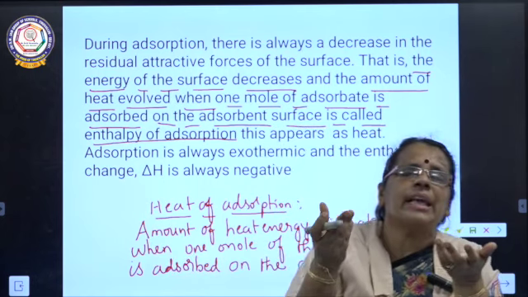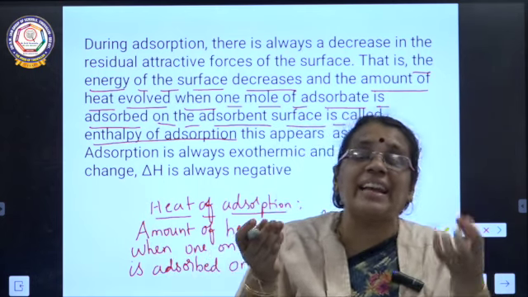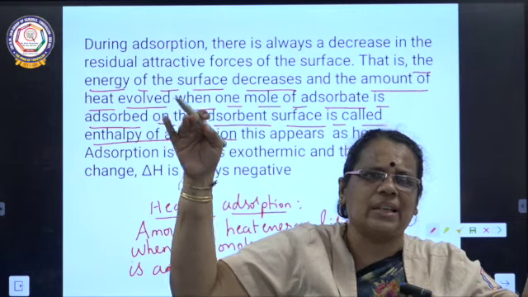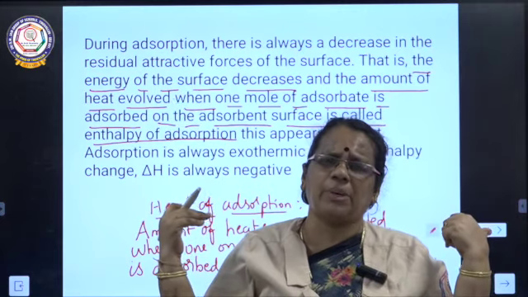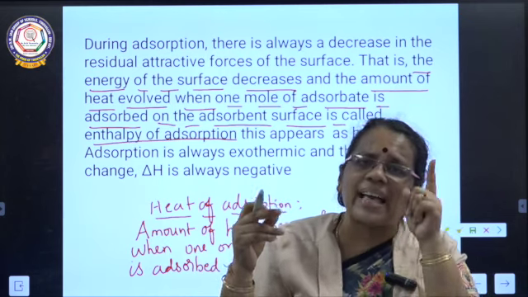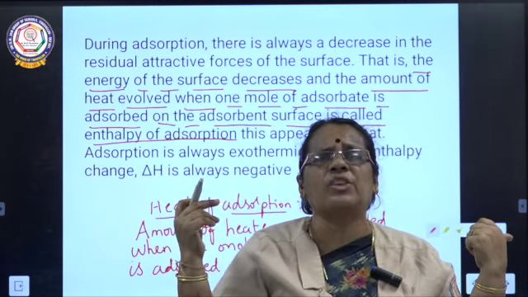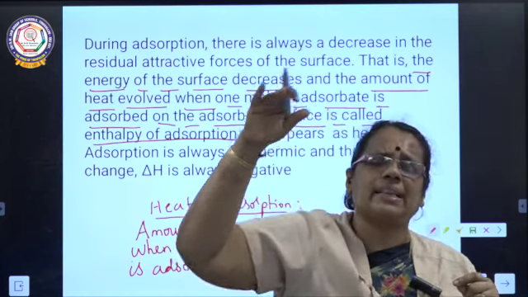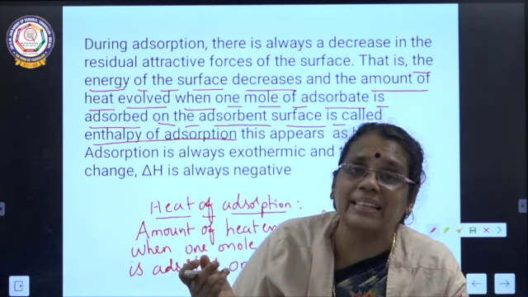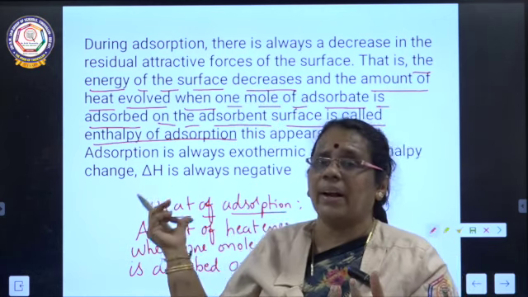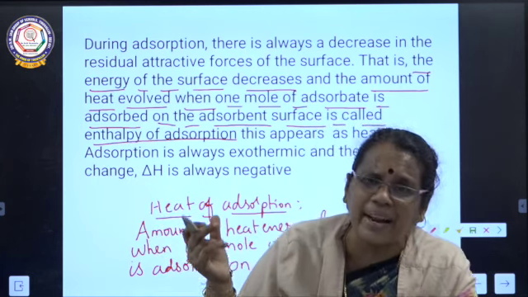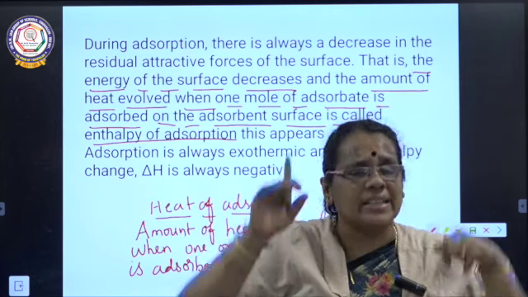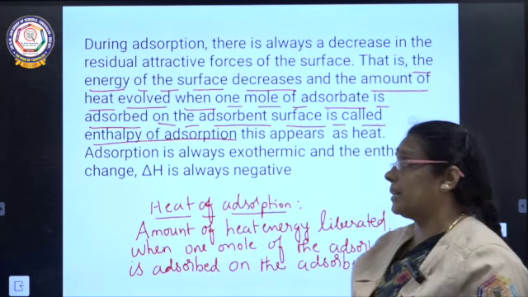So here I defined heat of adsorption. What is heat of adsorption? The amount of heat energy liberated, the amount of heat energy released when adsorption takes place. So, where is the adsorption taking place? At the surface. What is the reason for the adsorption? Unbalanced forces acting at the surface. How do we call this unbalanced force? Residual attractive force. The residual attractive force acting at the surface decreases. As a result, the amount of heat energy that is liberated when 1 mole of the adsorbate is adsorbed on the surface of an adsorbent, we call heat of adsorption.